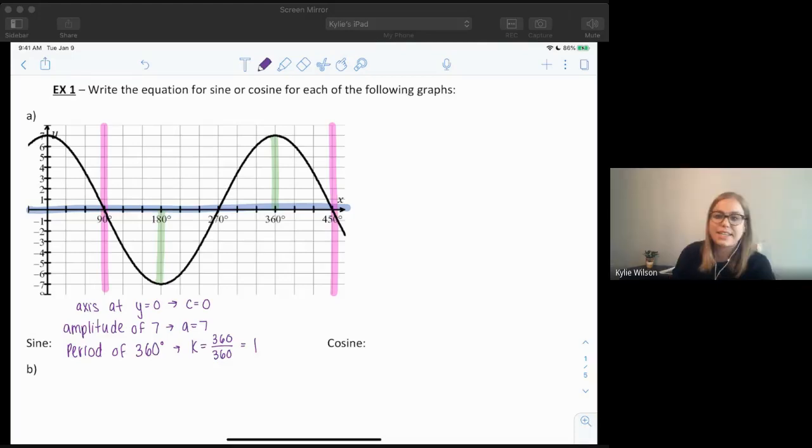And finally, my phase shift. So how far did I move over? I usually would be at 0, but I've moved over 90 degrees to the right.